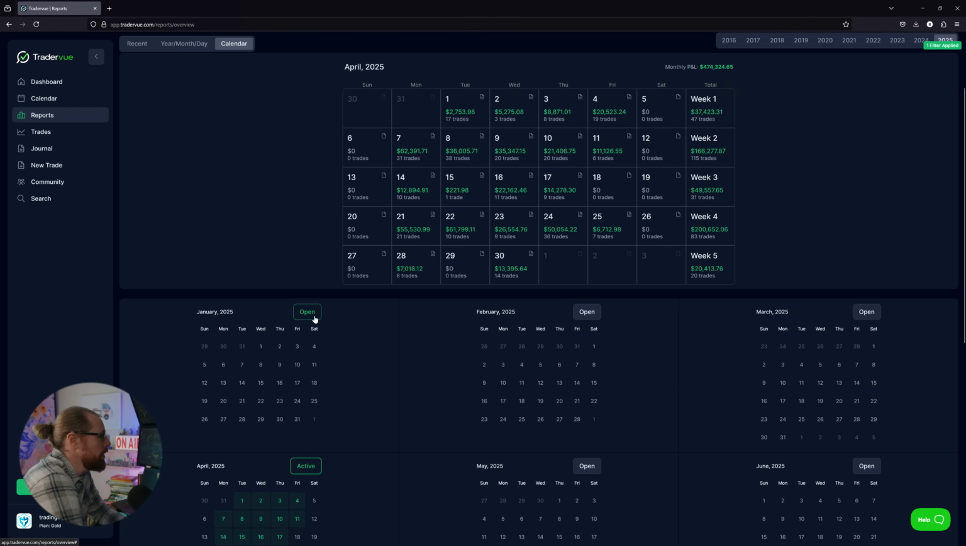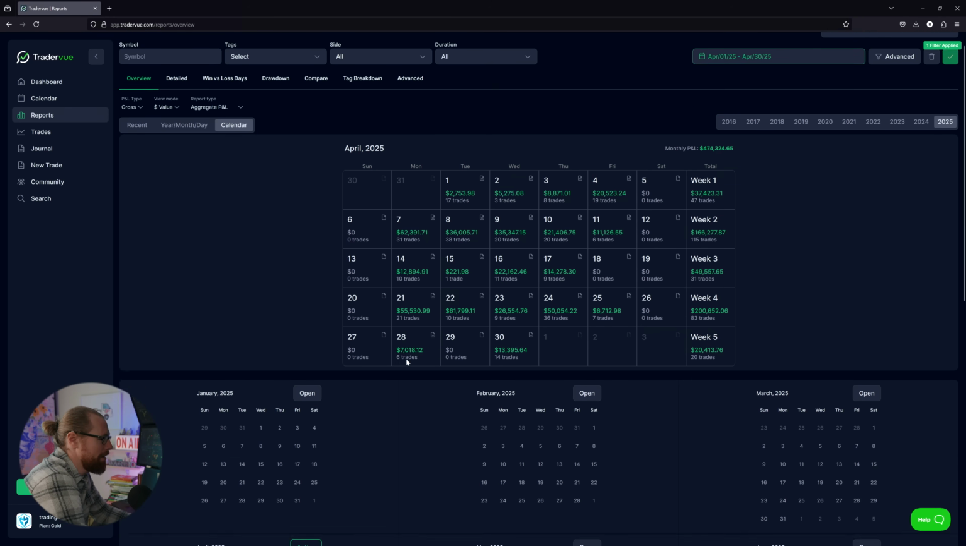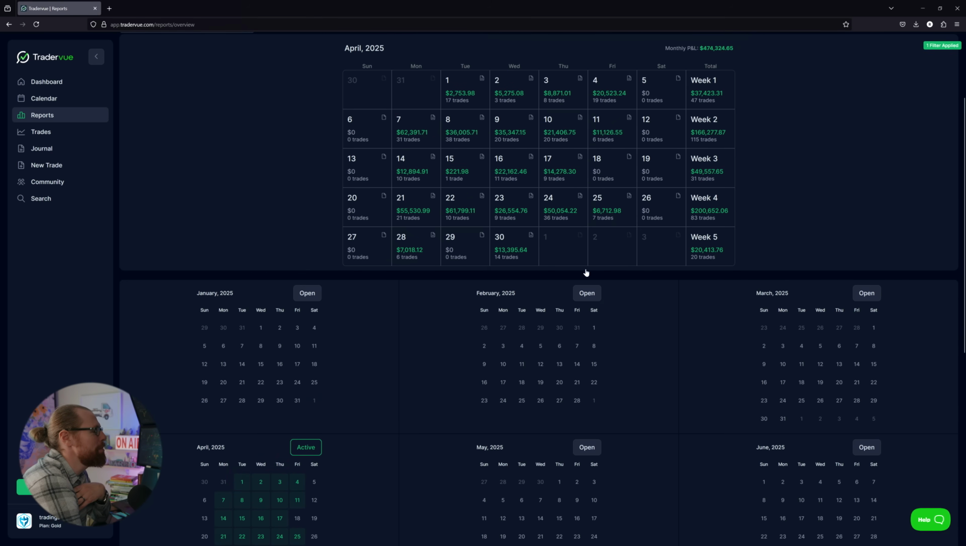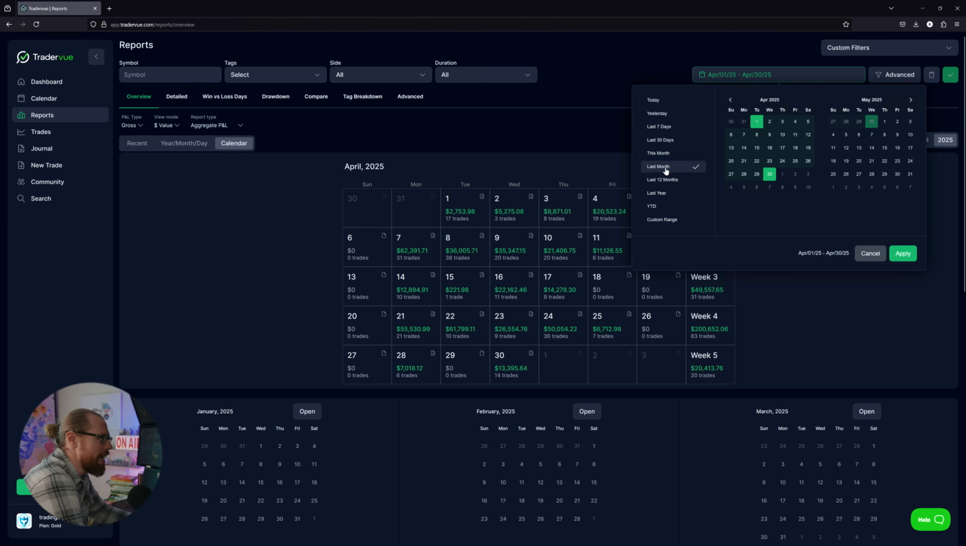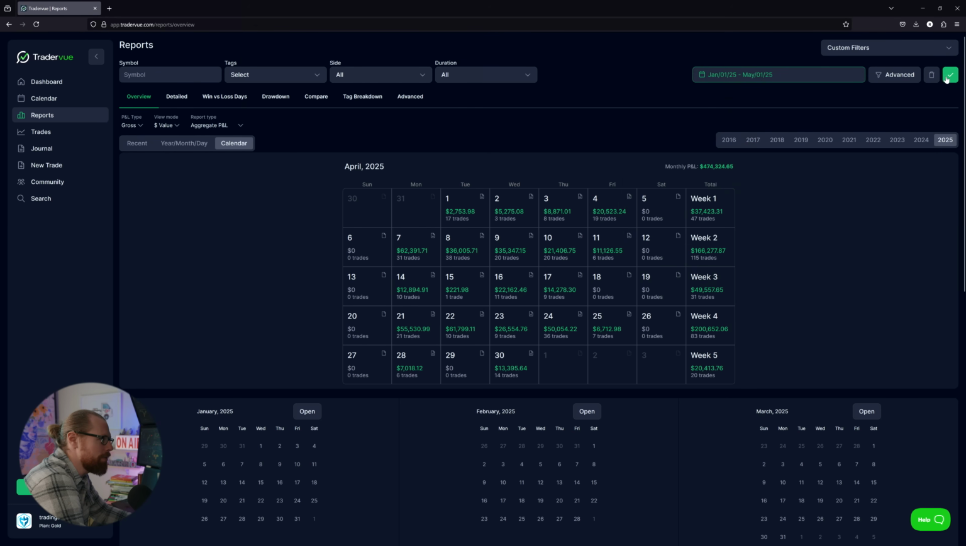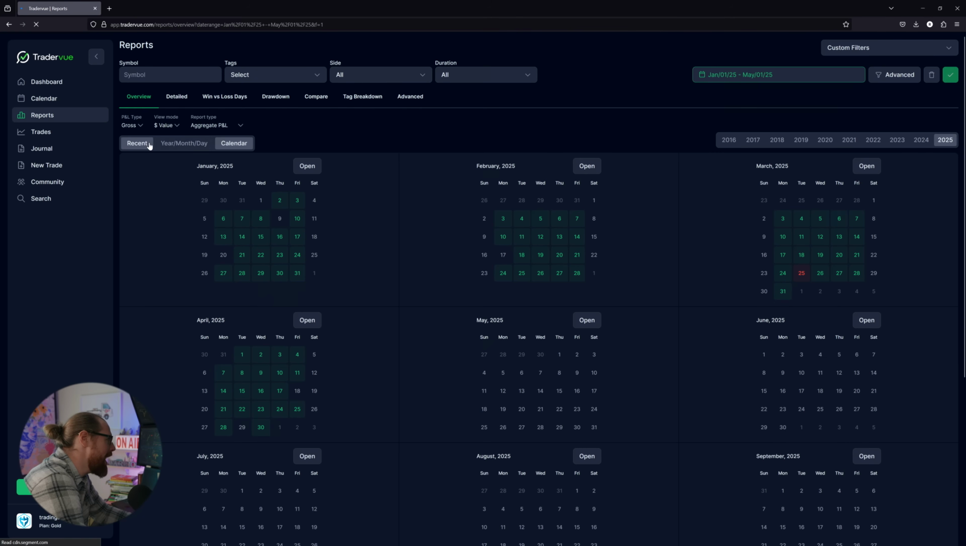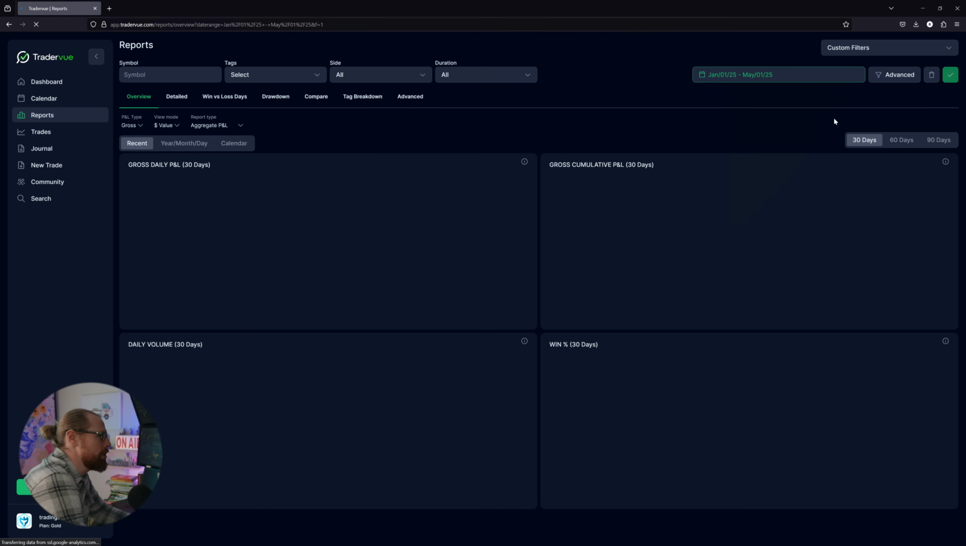So high level, I don't see any red, and I love that. I love seeing a calendar that's all green. In fact, I'm still upset about the fact that if we looked at my P&L over the last 90 days, I'm in really good shape, except for one day, which was a bigger red day than I would like.